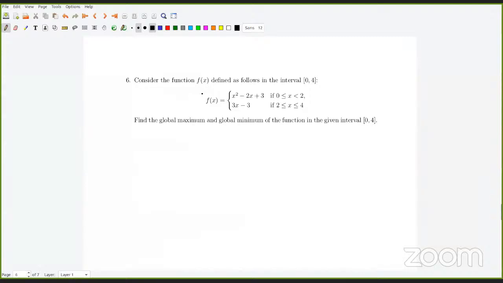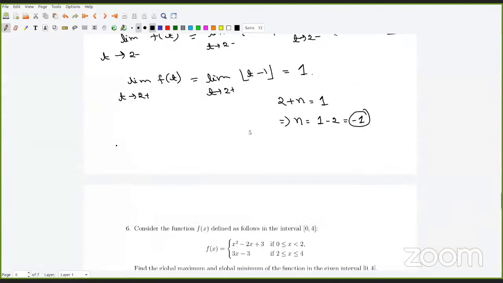Suppose f of x equals floor of x plus 0.5, right? So what is f of 0 in this case? 0. But what is f of 0.5? 1. Right.